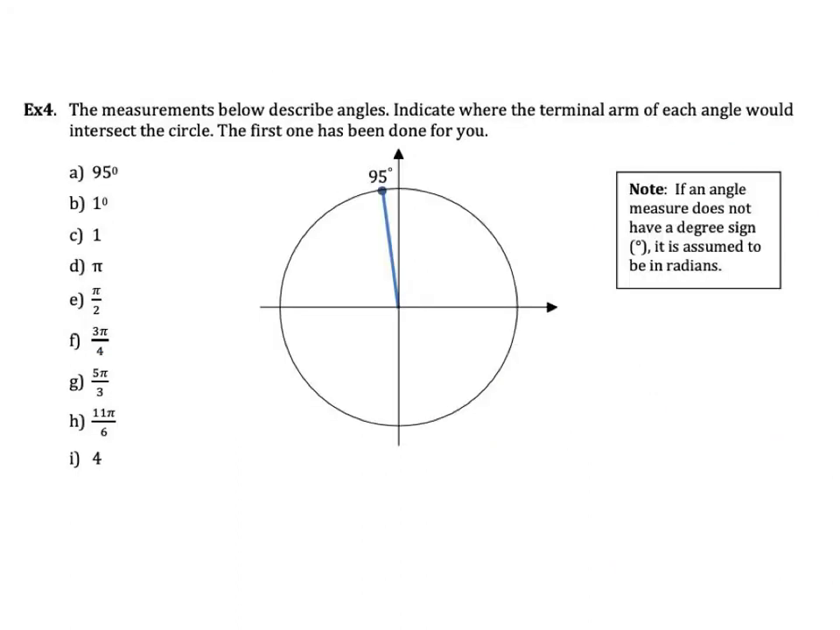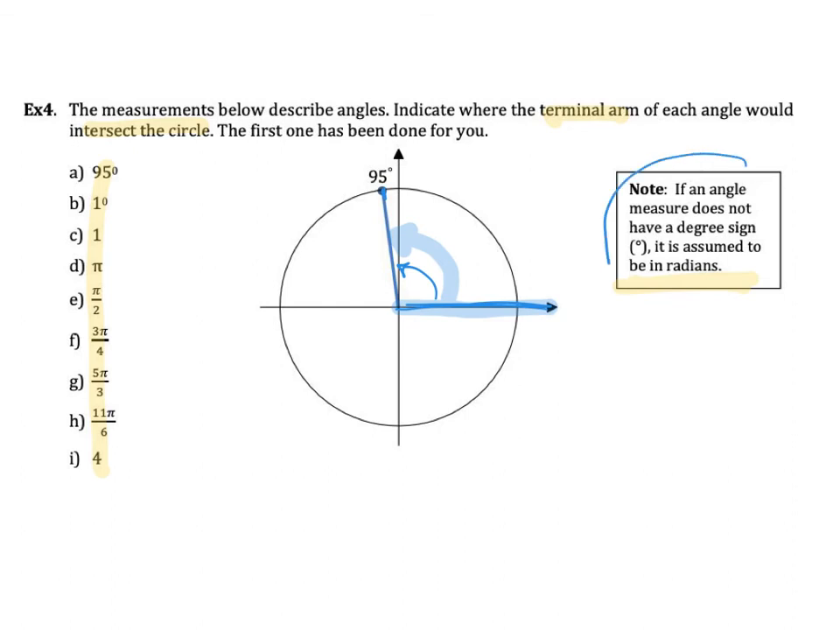Okay, moving on to example 4, I want you to note this statement over here. It says the measurements below describe angles, indicate where the terminal arm of each angle would intersect the circle. So you're going to draw the terminal arm for each one of these angle measures. The first one has been done for us. So we start here at the positive x-axis, we rotate to get 95 degrees, so this would be the terminal arm approximately.